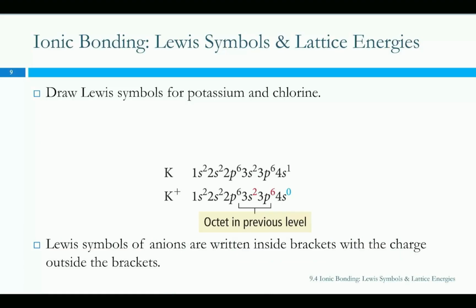All right, so we're talking about ionic bonding. If we draw Lewis symbols for potassium and for chlorine, potassium is going to have one valence electron, and chlorine is going to have 1, 2, 3, 4, 5, 6, 7. And again, potassium wants to lose an electron because, as we can see from its electron configuration, it's got this 4s1 electron. If it loses that, then it'll have 8 electrons in that previous level, giving it an octet.